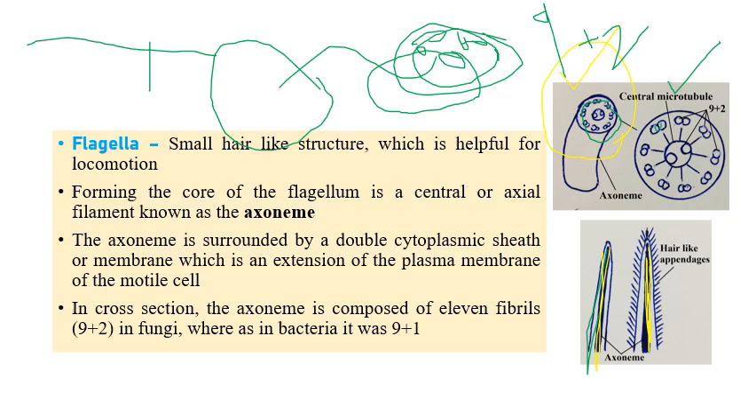We can see here 1 2 3 4 5 6 7 8 and 9, so totally 9 rings will be present at the corner. In the middle 2 rings are present if it is a eukaryote. If it is a prokaryote, only 1 ring is present.